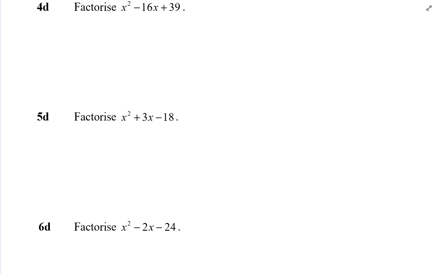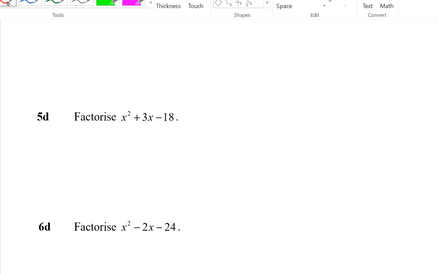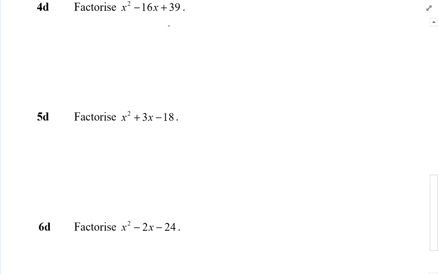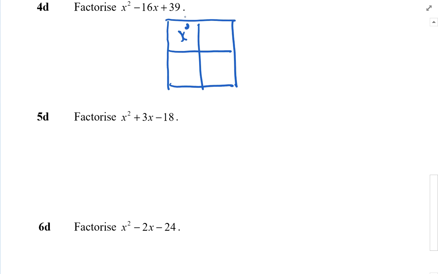Okay, let us do the last three examples. Factorization using the window frame method. Let us write everything that we need to do now. You should be very familiar by now. Fill in the first term on the left side, on the top left hand corner. Fill in the last number on the bottom right hand corner.